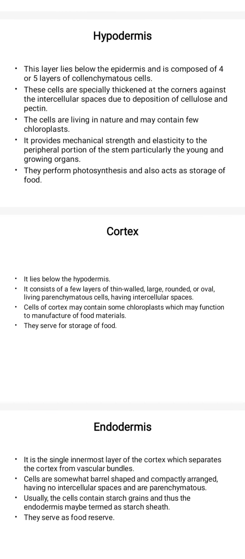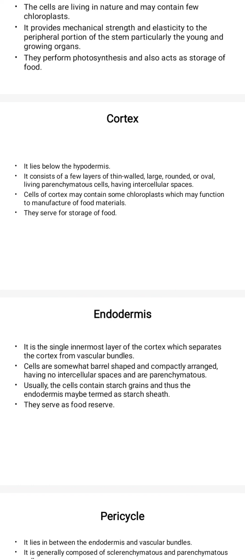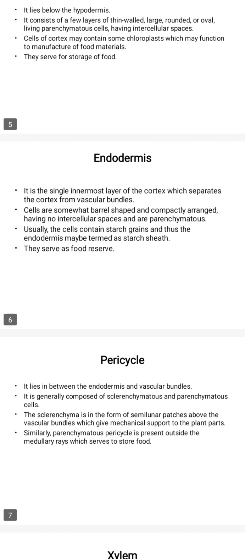The next layer is the cortex. It lies below the hypodermis. It consists of a few layers of thin-walled, large, rounded or oval living parenchymatous cells having intercellular spaces. Cells of the cortex may contain some chloroplasts which may function to manufacture food materials, and they serve for the storage of food in the cortical region. Inner to the cortex there is the presence of endodermis.